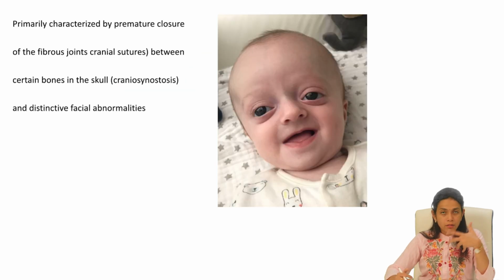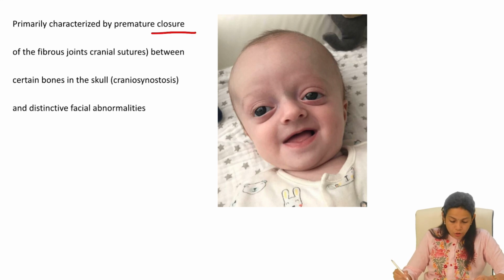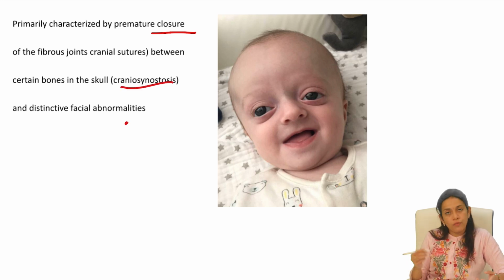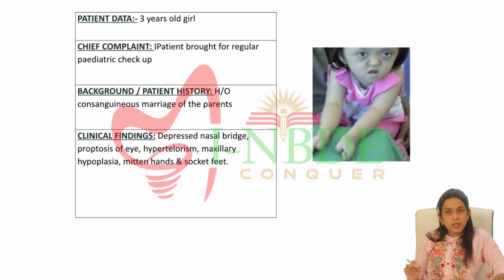Next question, the main thing of Crouzon syndrome. So here it is characterized primarily by closure of the fibrous joints, the cranial sutures between certain portions of the bone. So there is craniosynostosis and distinctive facial abnormalities are also there. So that is a primary characteristic of Crouzon syndrome. Okay, so next question now.